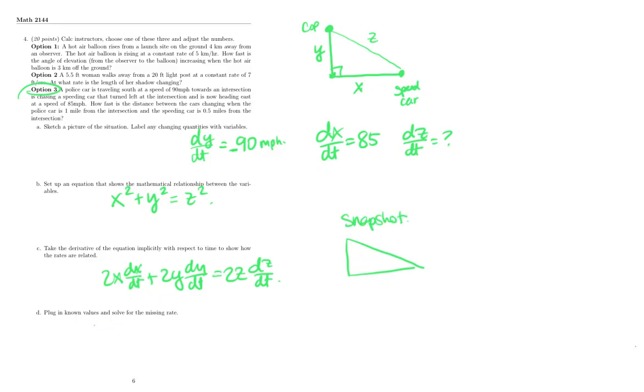at a particular time, and that is at the time when the police car is 1 mile from the intersection and the speeding car is 0.5 miles from the intersection. So this is our setup here. So from that I can find that z is going to be the square root of 1 squared plus 1/2 squared, which gives us approximately 1.118.